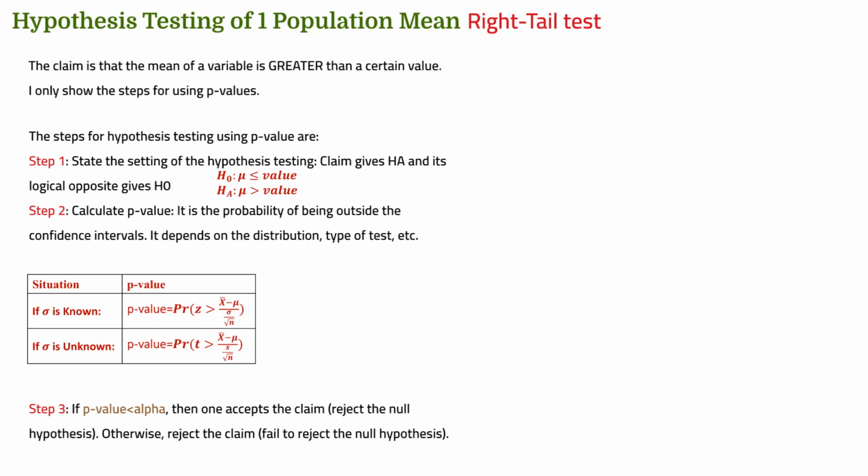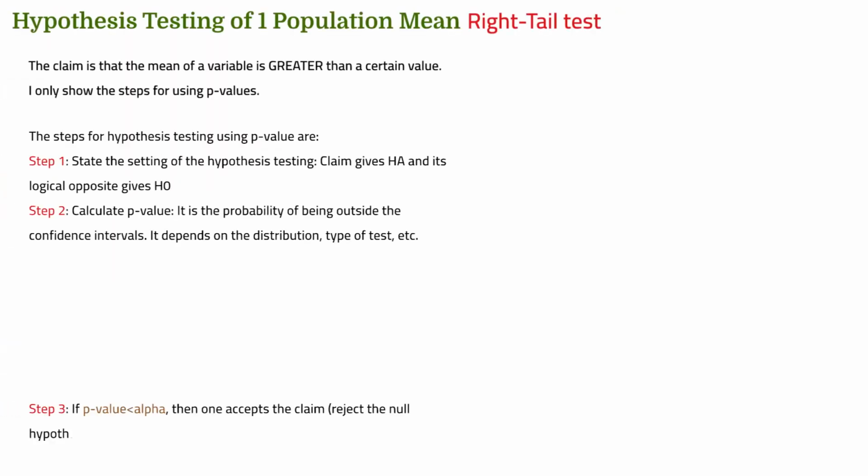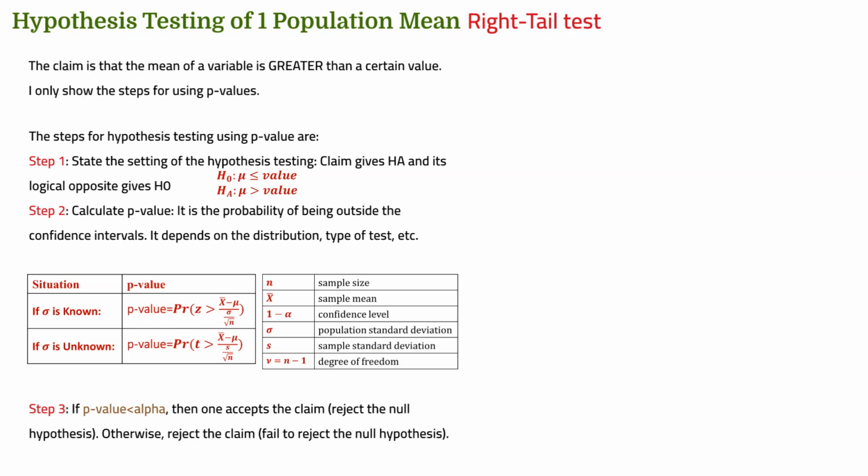In the case sigma is unknown, it will transfer to the t. And you need to know n, x bar, 1 minus alpha, s, and nu, degree of freedom, equal to n minus 1. And if p-value is less than alpha, we accept the claim. Otherwise, we reject the claim. For the right tail test of one population mean, we saw these are the steps we have to follow. This is the setting, this is the calculation of p-value, and this is the condition to accept or reject.